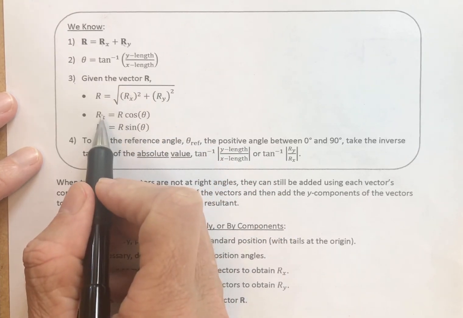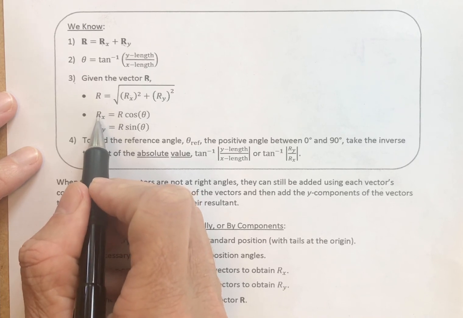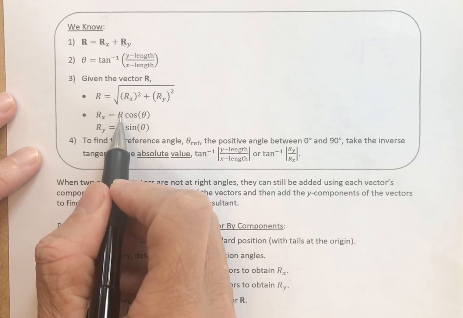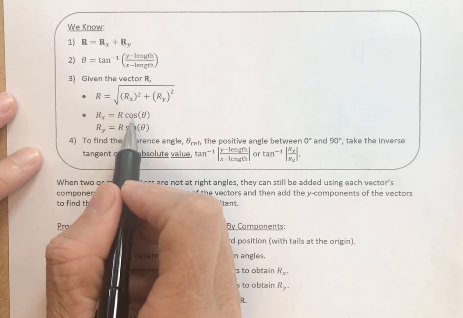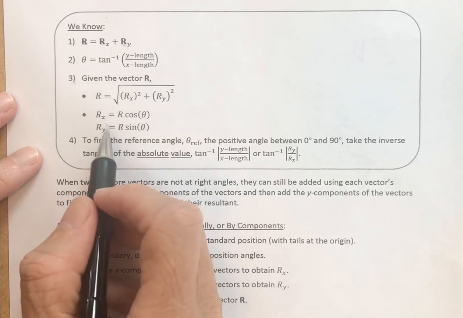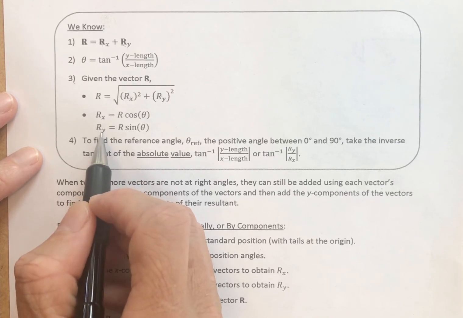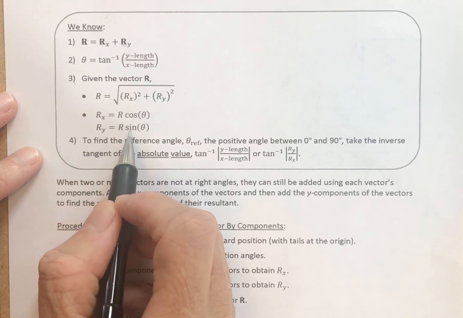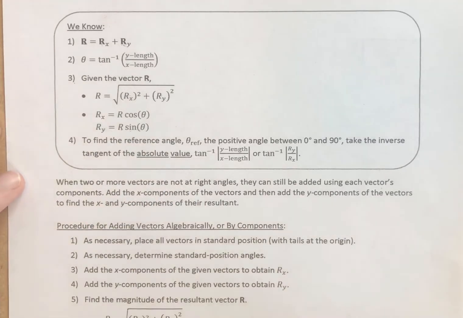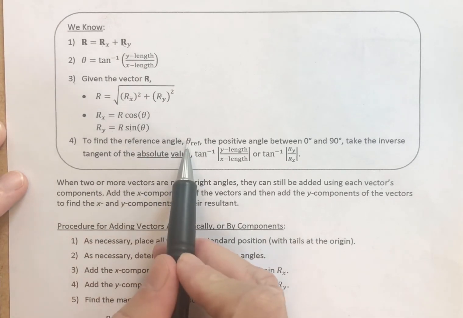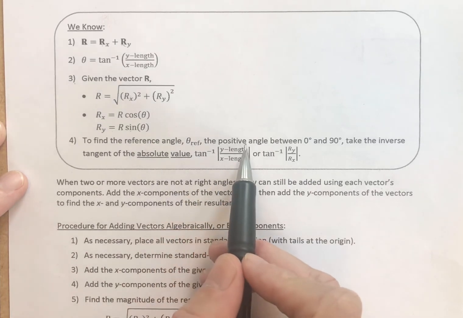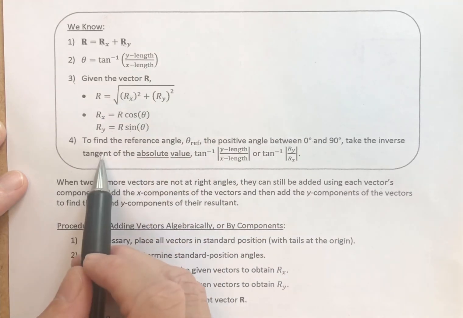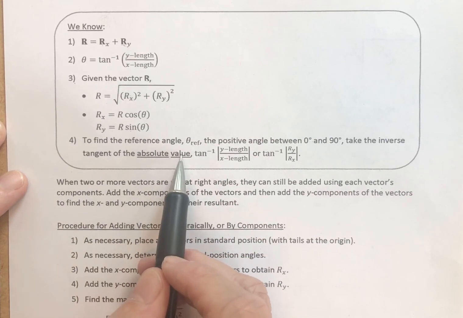We know that to find the magnitude of the x component, we take the magnitude of the vector times the cosine of the angle. To find the magnitude of the y component, we take the magnitude of the vector times the sine of the angle. And we know to find the reference angle, which is the positive angle between 0 and 90, we take the inverse tangent of the absolute value.